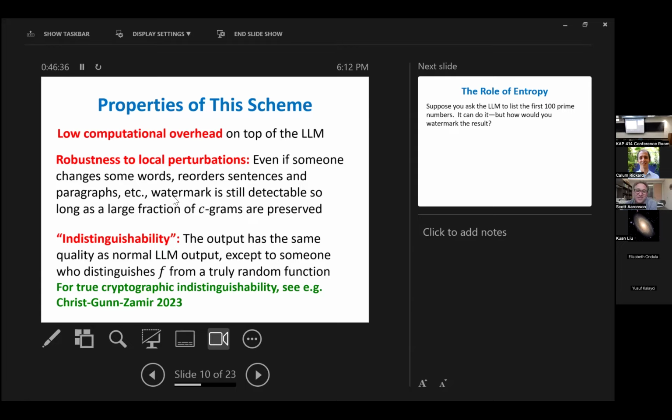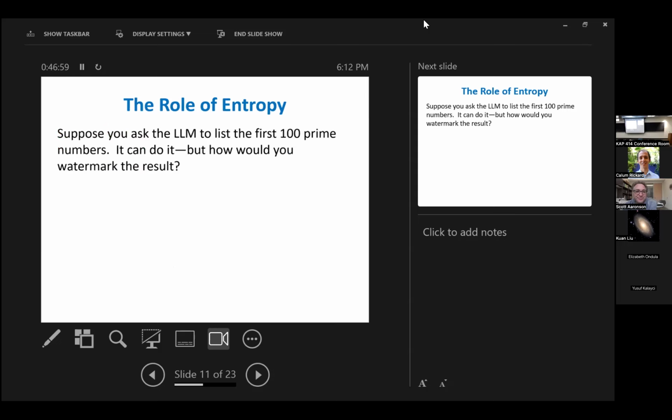But Miranda Christ, Sam Gunn, and Or Zamir have since built enormously on the ideas that I proposed, as have others, and they have, among other things, shown how to get true indistinguishability in the cryptographic sense, starting from a pseudo-random generator.